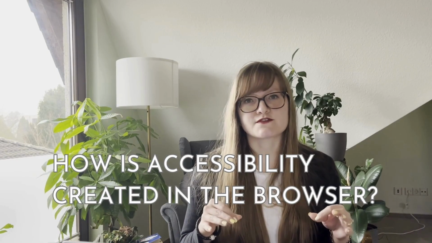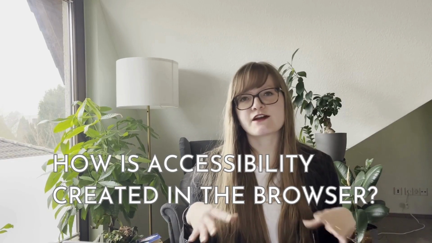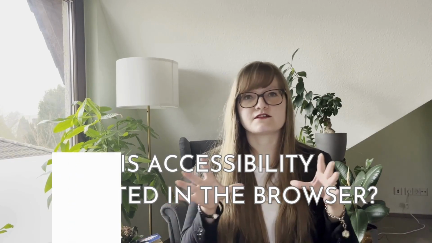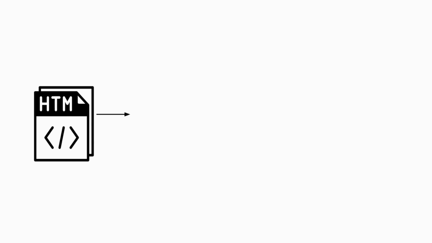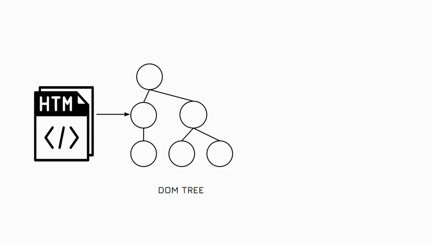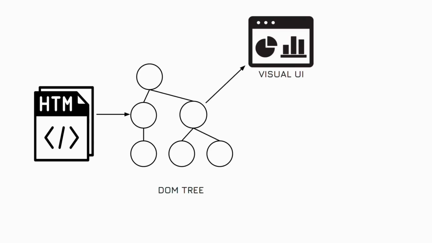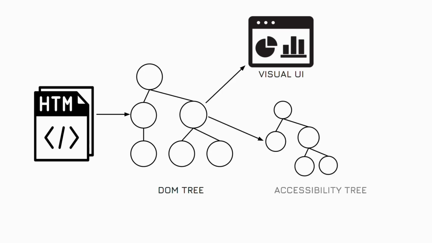So before we get to what we can do as developers, let's dive a little bit deeper. The first question that we would like to answer is how accessibility is actually created in the browser. In general, we write HTML and then it creates a DOM tree, which in the browser we see as a visual UI. At the same time, something else is created, and it is called the accessibility tree.